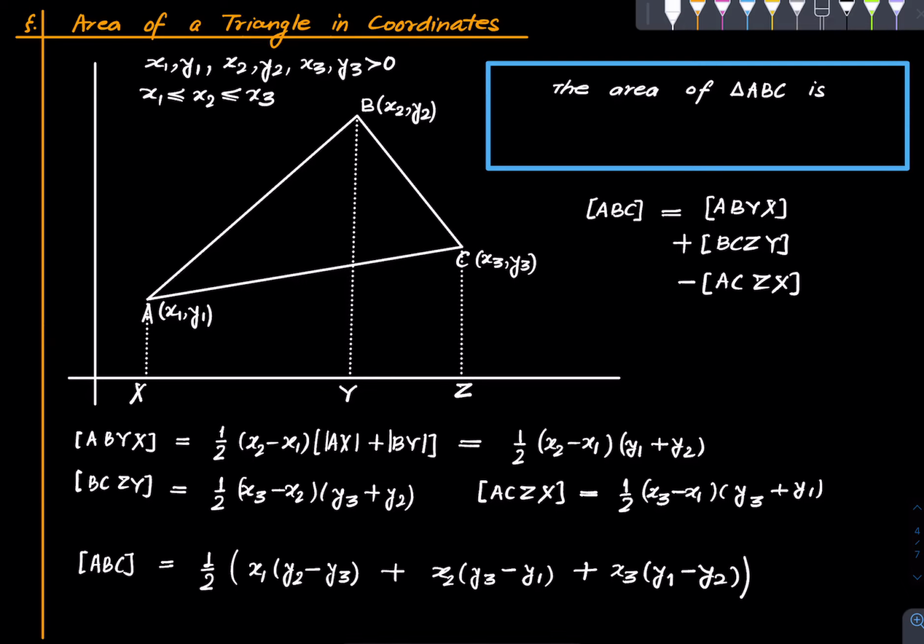Let me check if I'm writing the correct thing. x1 times y2 minus y3, x2 times y3 minus y1, x3 times y1 minus y2. Yes, this is what you will get. So the final answer is this. The area of the triangle ABC is half of the absolute value of the expression at the end.